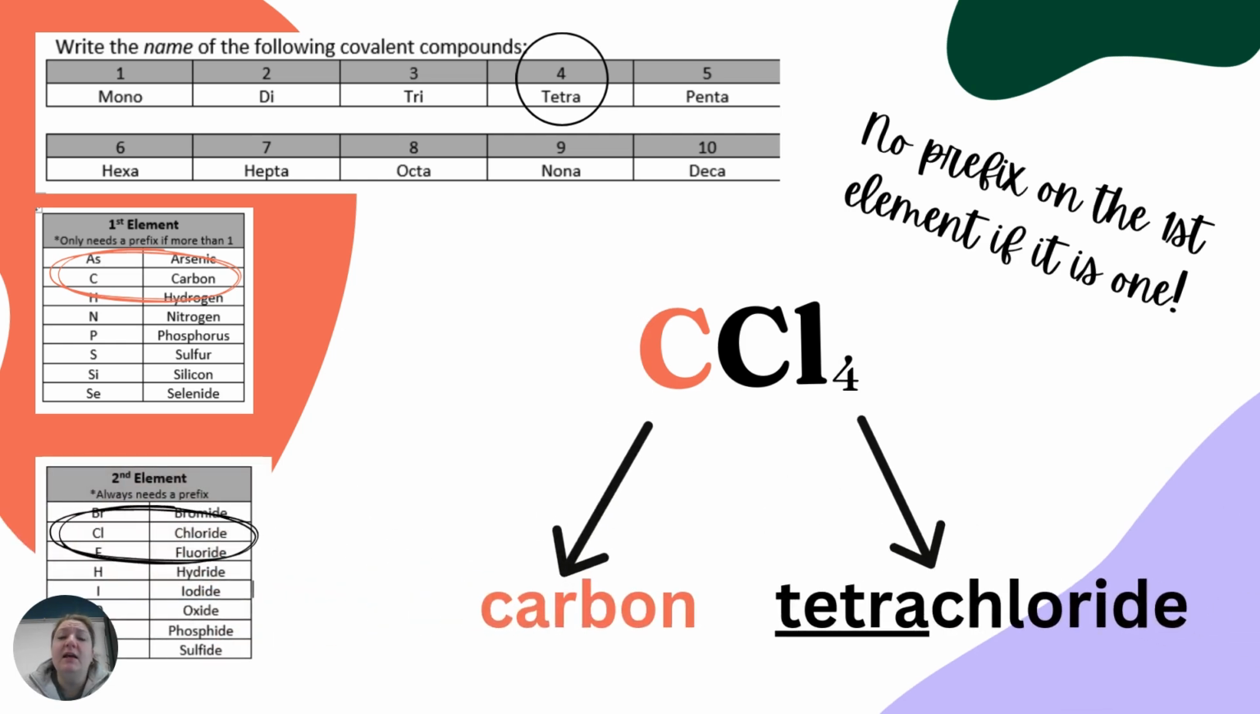The next one we're going to take a look at is CCl4. Now, this one, there's only 1 carbon, so it doesn't get a prefix on the very first element. The second element will always get a prefix regardless of what number it is, so it's tetrachloride.